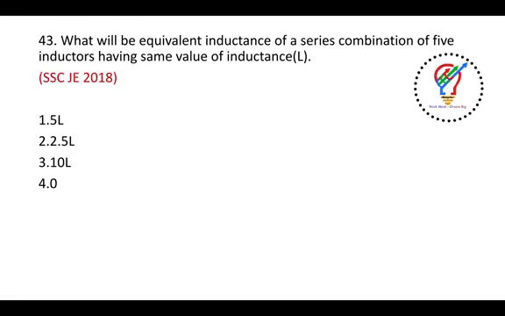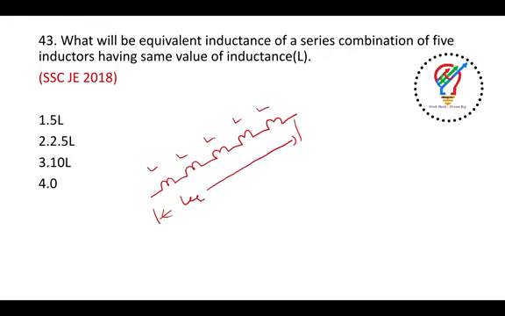Next one. What will be the equivalent inductance of a series combination of 5 inductors having the same value of inductance? So there are 5 inductances like this, each L. So what is L equivalent? L equivalent is nothing but the sum of all the values. So L equivalent is equal to L plus L plus L plus L plus L, which is equal to 5 into L. So the answer is 5L.